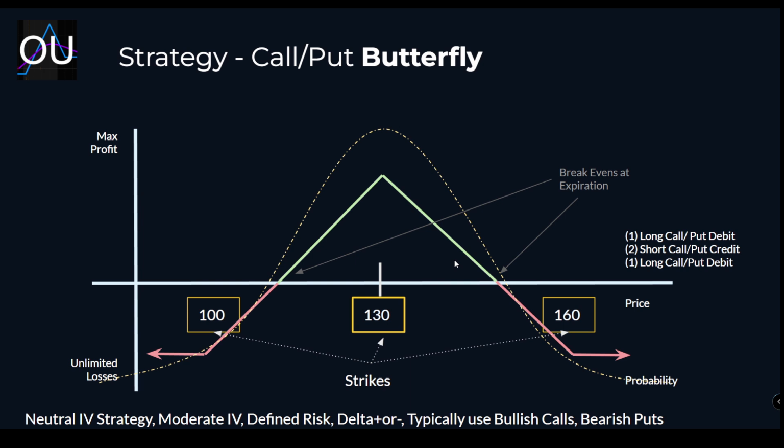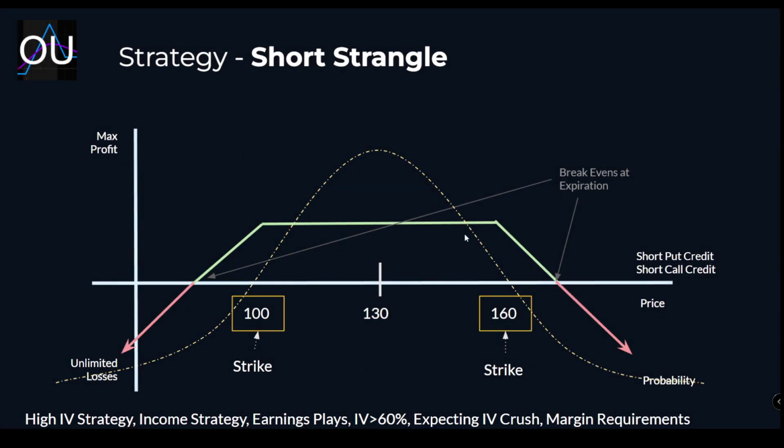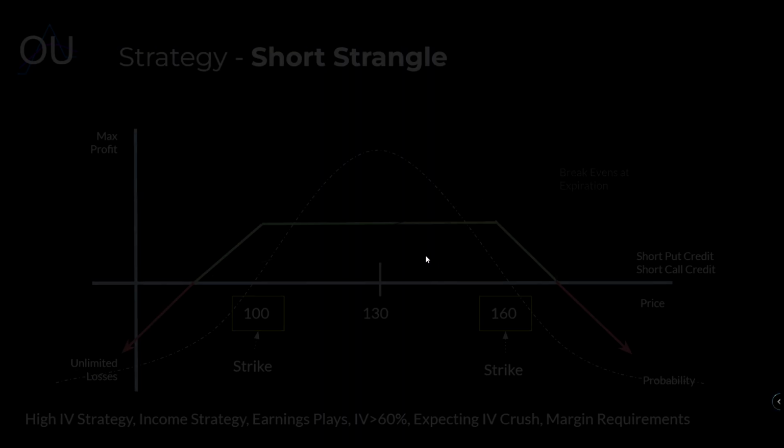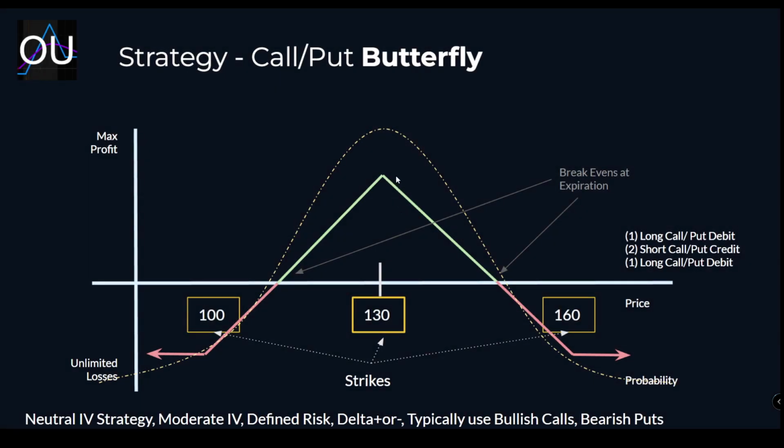Butterflies are interesting because what you're effectively doing is the same thing as an iron condor, but the strikes are combined. If I take the 100 and 160 strike and combine them to 130, it's essentially the same thing as selling a call spread and selling a put spread, but the strikes of the options sold at the call and the put are the same. So in this case, you're selling two calls or puts at the one strike, and then you're buying the wings for protection. So it's still 4 legs.